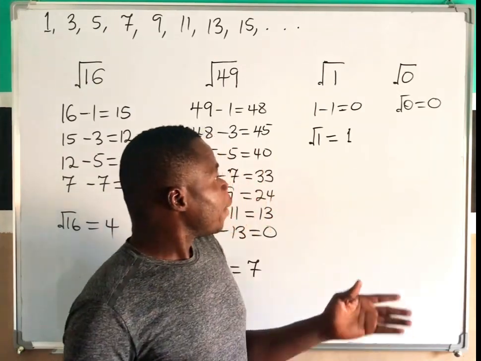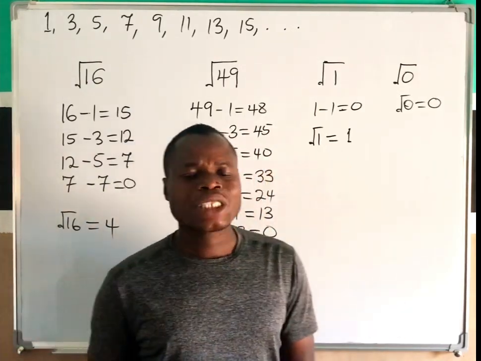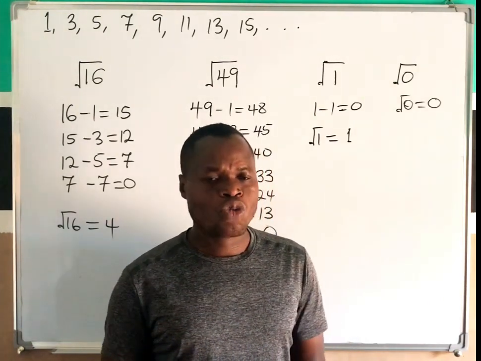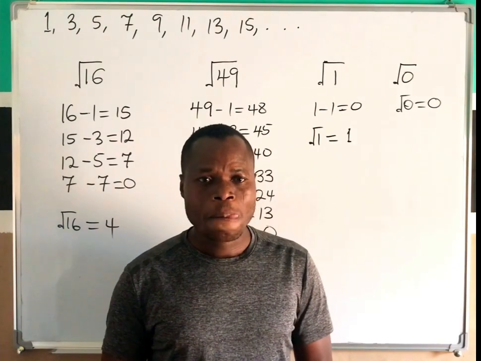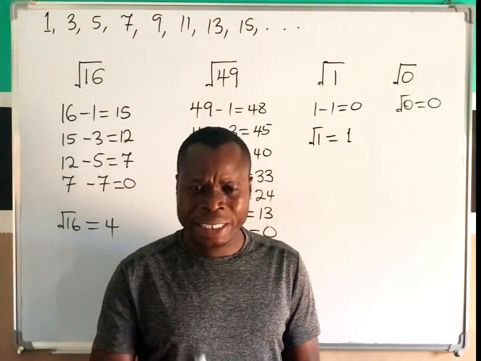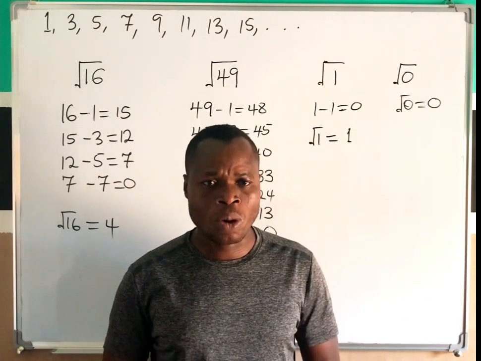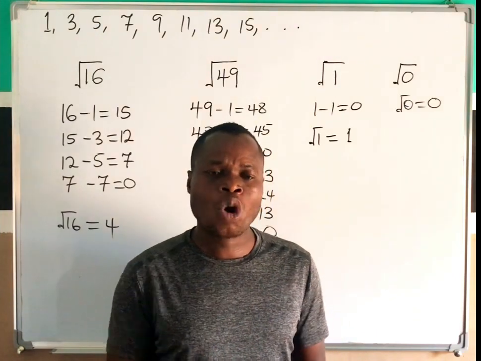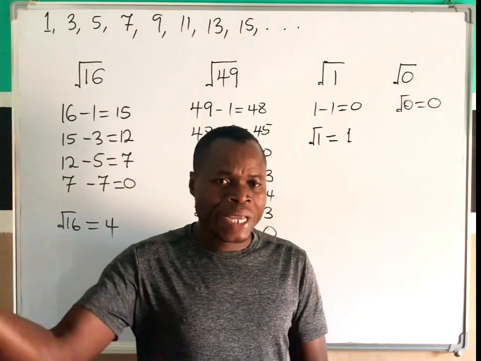Now, this particular method has one disadvantage, and the disadvantage is that it's not good to use it for bigger numbers. Because if you use it for bigger numbers, even though you get the answer, the process will be too long. The subtraction that you are going to go through will be too long. So because of that, the prime factorization method or the pairing method is good for bigger numbers.